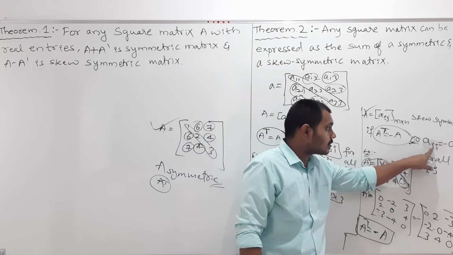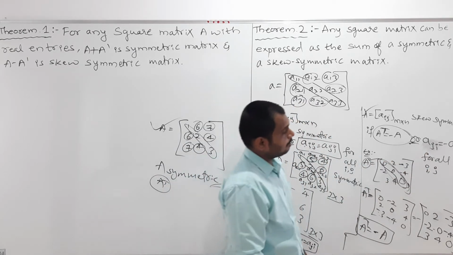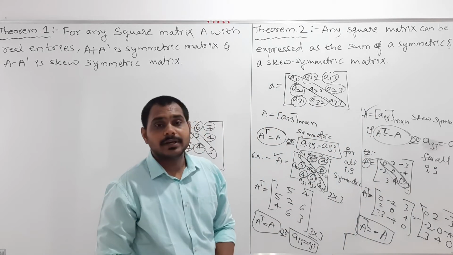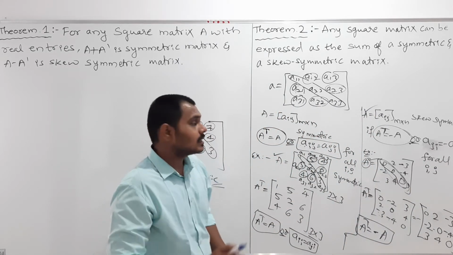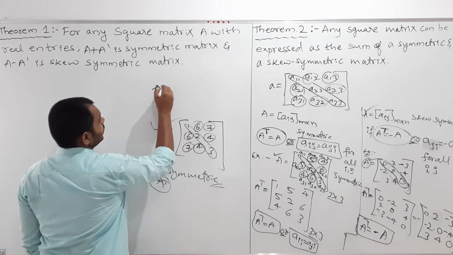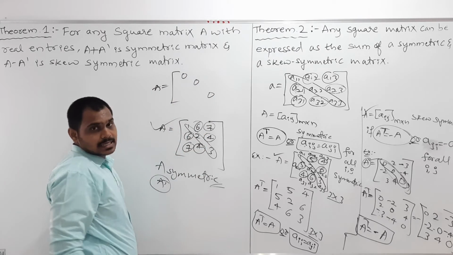That is because A_JI is equal to minus A_IJ. Clear? So therefore, this is the skew symmetric matrix. So my dear students, if I wanted to write an example of a skew symmetric matrix, what should I do? Always, first I should write the diagonal elements as 0.